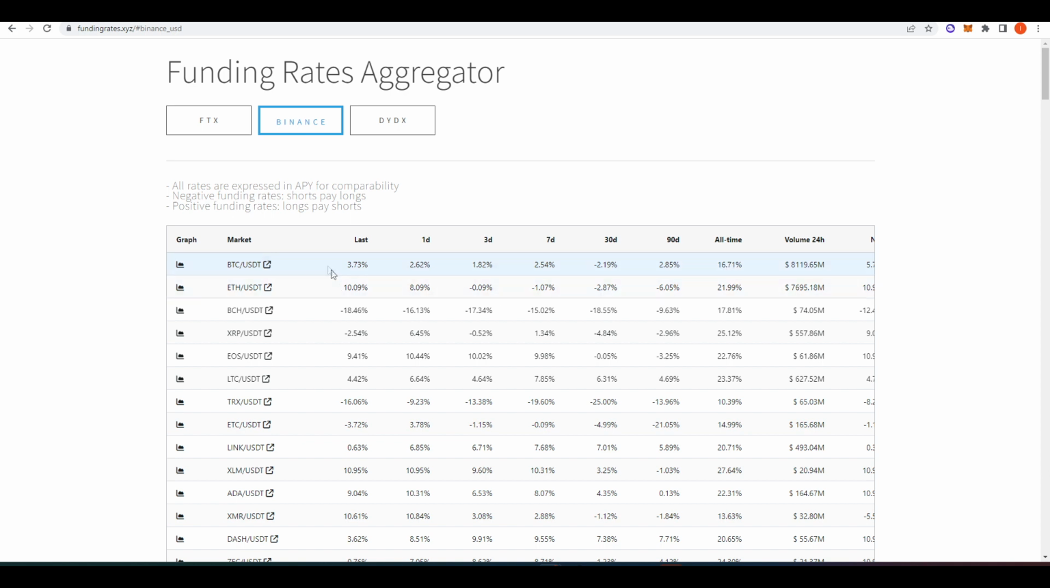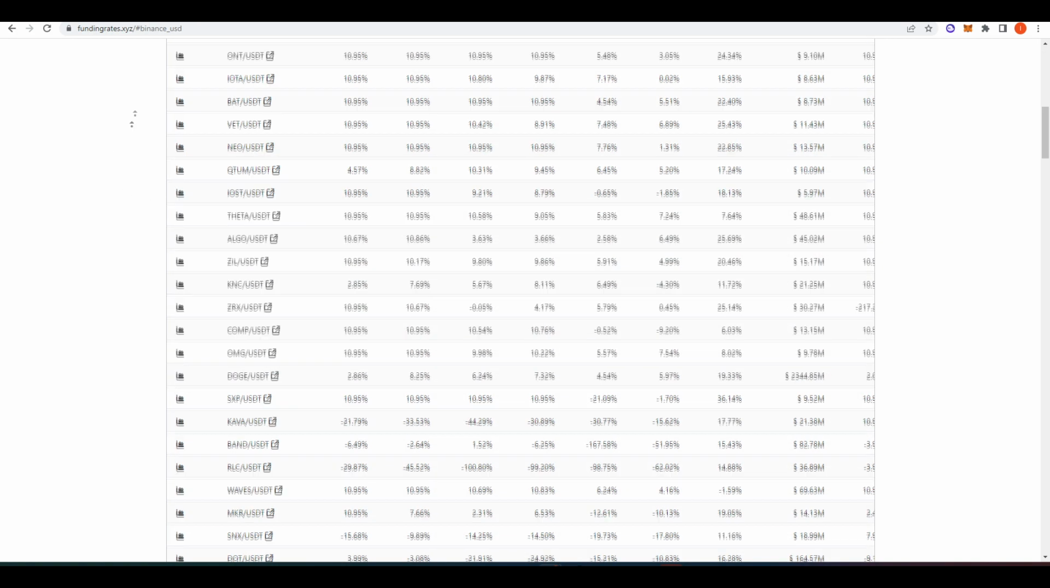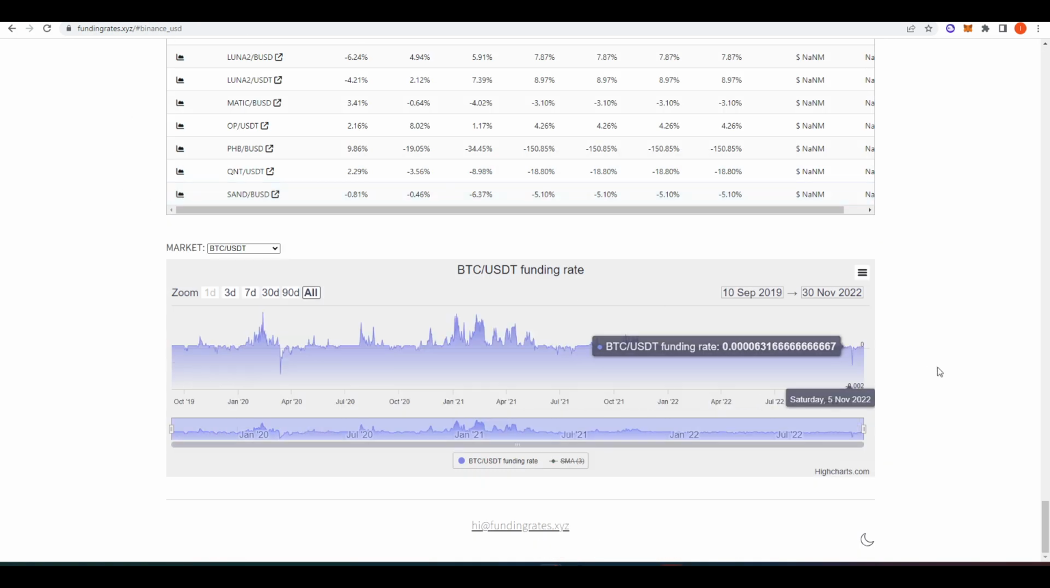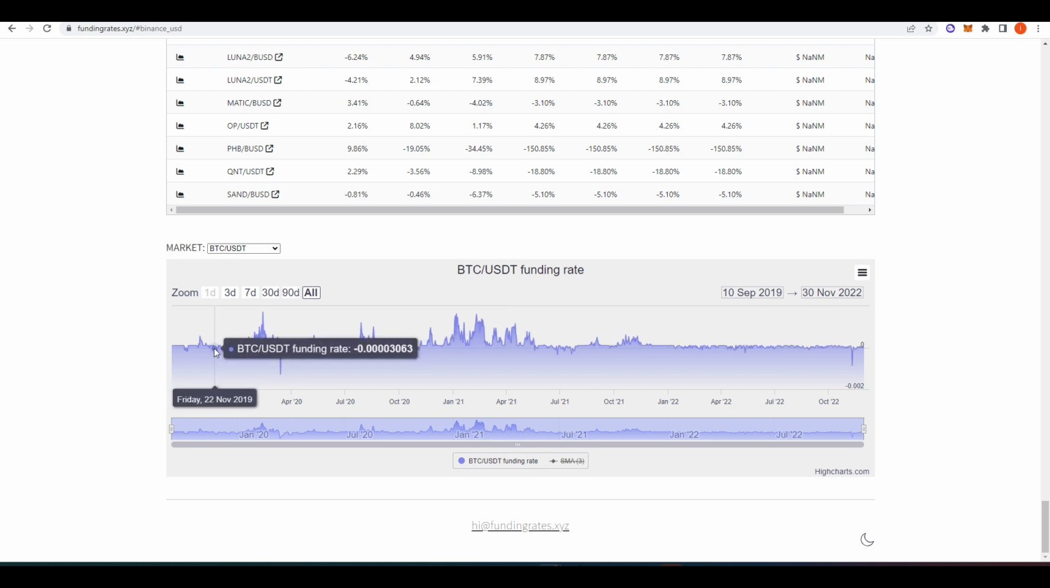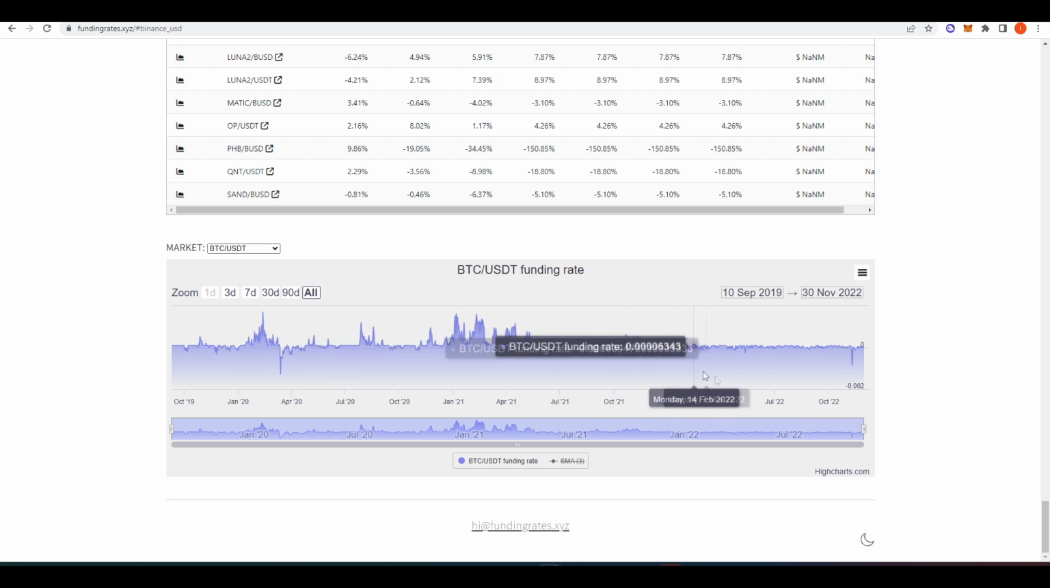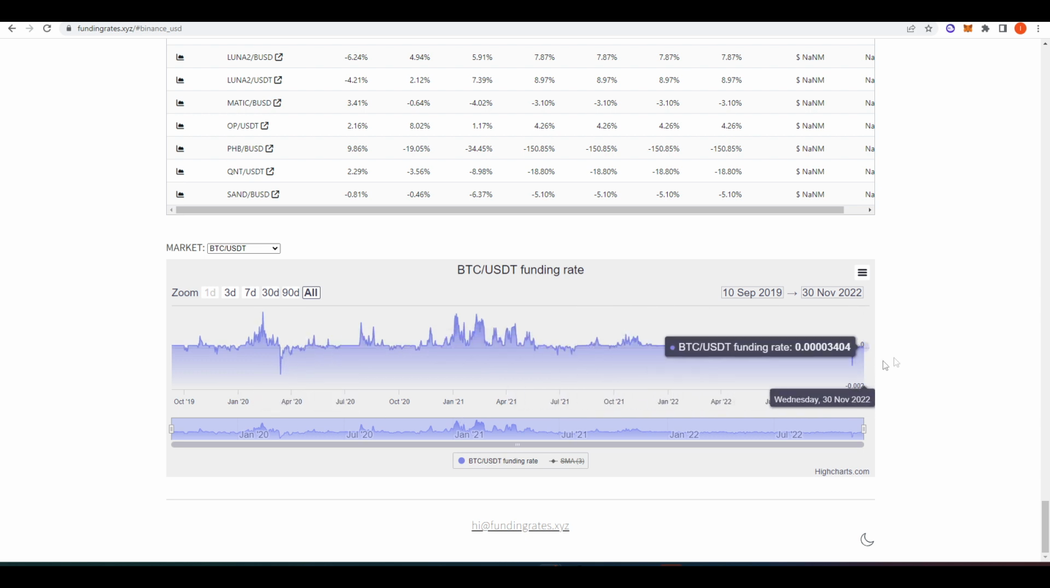And it's not only just Bitcoin and Ethereum. It's like Bitcoin Cash and XRP and EOS and Litecoin, which is funny to me. But if we just click on this graph here, we can see that generally the Bitcoin USDT funding rate is positive. Zero is this line here. We can see it's generally positive. We've had a month or two where it's been negative. So in late 2019, early 2020, January 2021, and then quite recently here in November of 2022 as well.